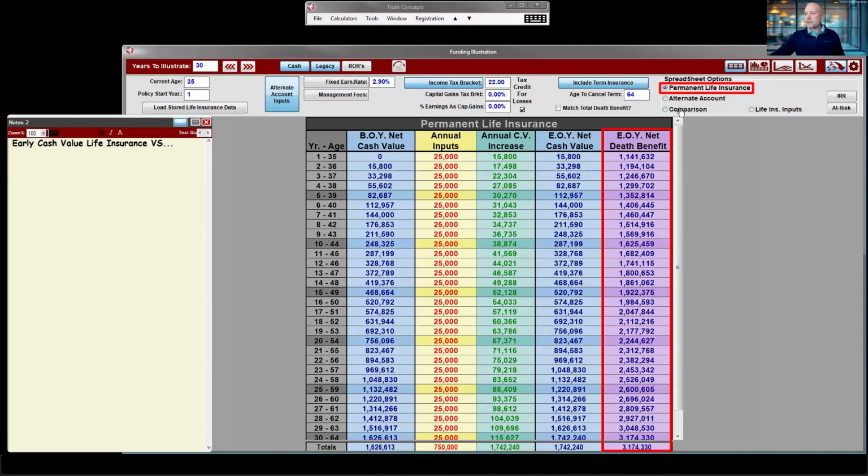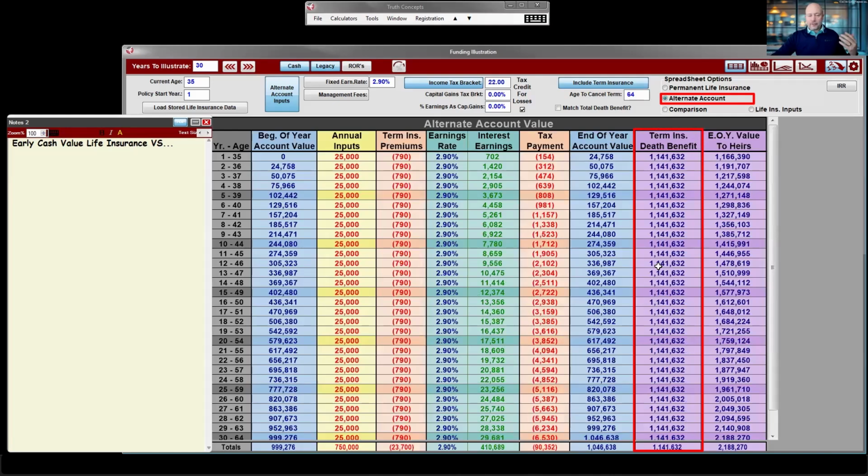Where if you go back to the alternate account, every single year the death benefit is the same because it's a flat term policy. And so now we are being fair to the high yield savings account by adding in cheap term insurance, but we need to be fair back to the whole life insurance policy because that term insurance has a cost, and that cost has an effect over time. And that's what's great about this calculator. It shows that cost over time when you factor that in.